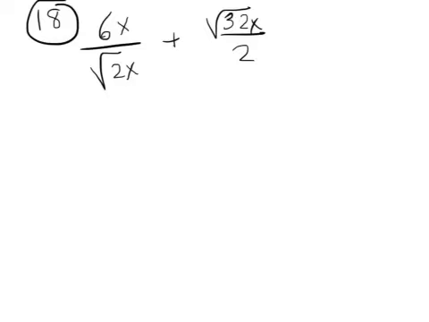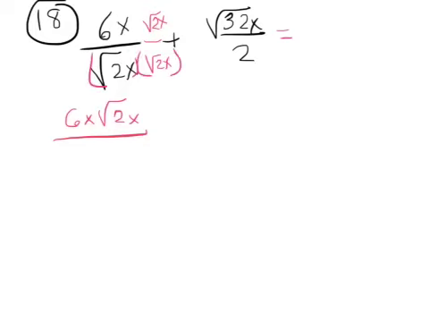For number 18, we've got to add two expressions, but one of them has a radical in the denominator, so what I'm going to do is rationalize this denominator first by multiplying the top and bottom of this expression by radical 2x over radical 2x. That's going to give me 6x radical 2x over the square root of 2x times the square root of 2x, which is just 2x. Plus the square root of 32x over 2.